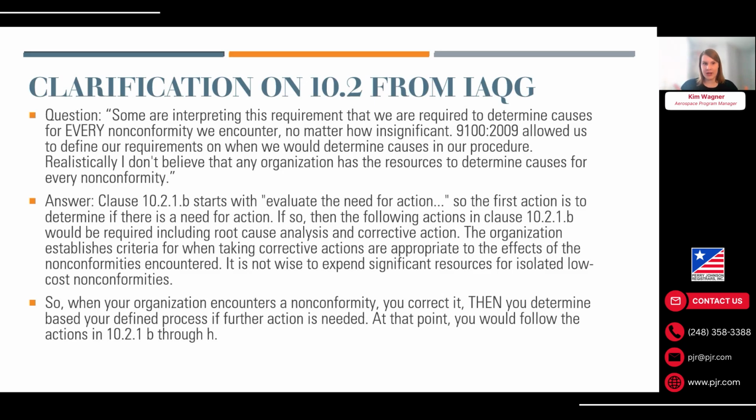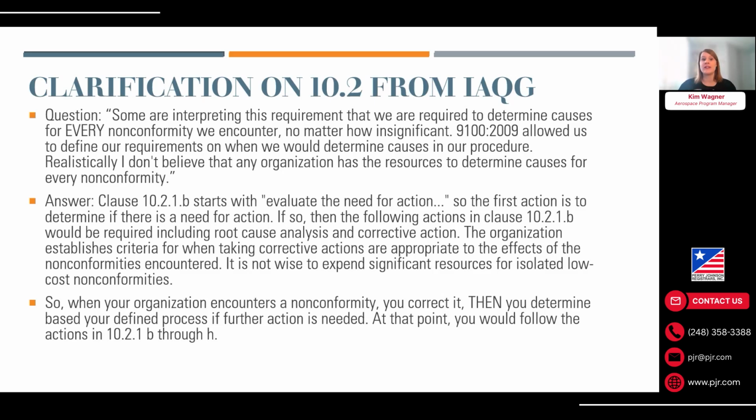So, to summarize that, when your organization encounters a nonconformity, you must correct it. Then you determine, based on your defined process, if further action is needed. At that point, you would have to follow the requirements of 10.2.1b through h. But as it says here, and again, this is from the IAQG, you don't have to follow this for every single isolated low-cost nonconformity.